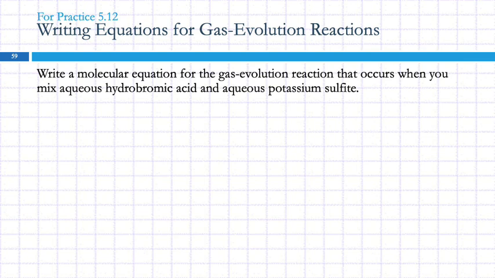So write a molecular equation for the gas evolution reaction that occurs when you mix aqueous hydrobromic acid and aqueous potassium sulfite. Now we got a big clue here because it says it's a gas evolution reaction. So we're going to write the formulas for the two reactants, and those are hydrobromic acid and potassium sulfite.